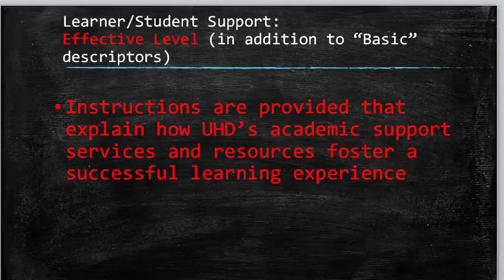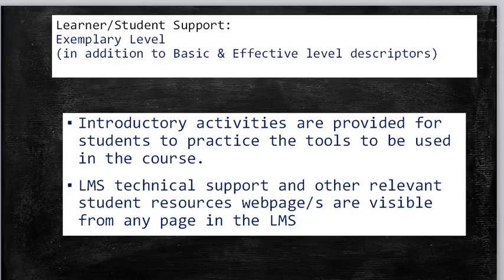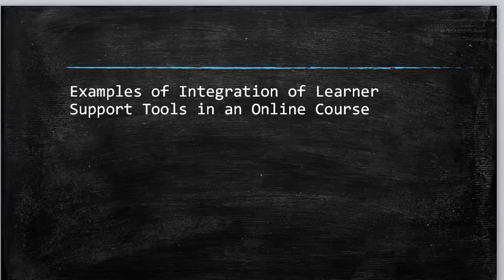An effective level of learner-student support would include instructions that allow the student to understand the academic support services and resources that are available to them that would help them foster a successful experience in the online learning experience. And finally, at the exemplary level, there are introductory activities provided for the students to practice the skills as a part of the course to gain a level of comfort. The learning management system, technical support, and other relevant student resource pages may be visible in the learning management system as well.